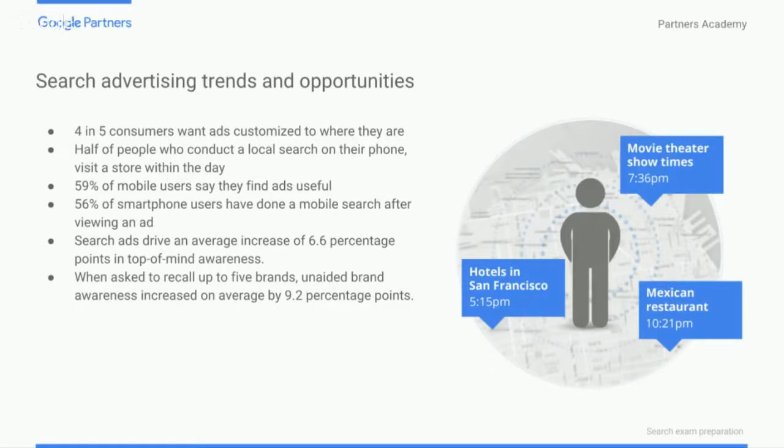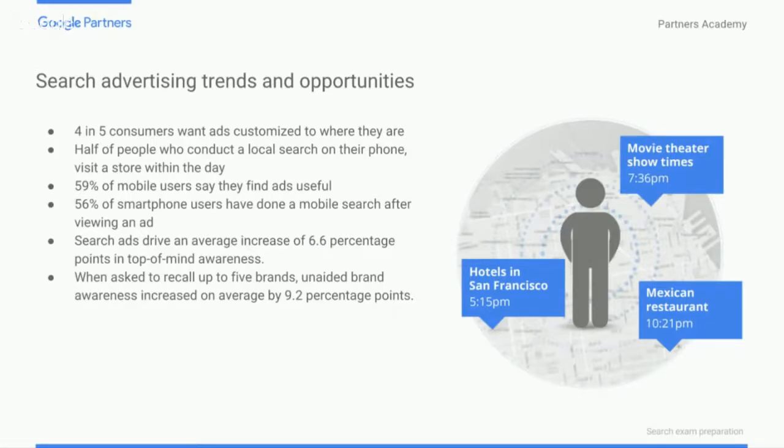4 in 5 consumers want ads customized to where they are, their location, their zip code, their city. 1/2 of smartphone users, 34% of computer and tablet users who conduct a local search, visit a store within that same day. Using product information, they often turn to brick-and-mortar stores. 59% of smartphone users say they find mobile ads useful, and 56% have done a mobile search after seeing an ad.